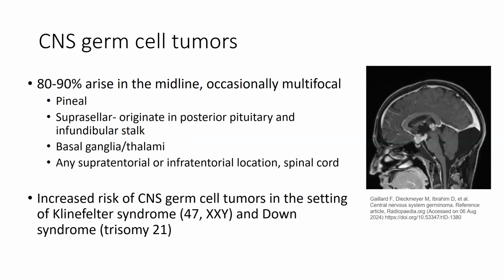So these tumors typically arise in the midline, in either the pineal region, the suprasellar region, or less commonly, but still midline related structures such as the basal ganglia and thalamus. But really they can occur in any supratentorial or infratentorial location and the spinal cord. They can be solitary tumors, but it is not too uncommon to find multifocal tumors. So for example, in this MRI, we can see that this patient has both a suprasellar lesion and a pineal lesion. We do know that there's an increased risk, although not sure why, of CNS germ cell tumors in the setting of Klinefelter syndrome and in Down syndrome.